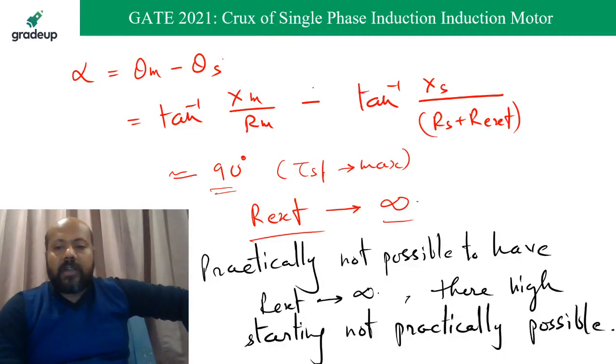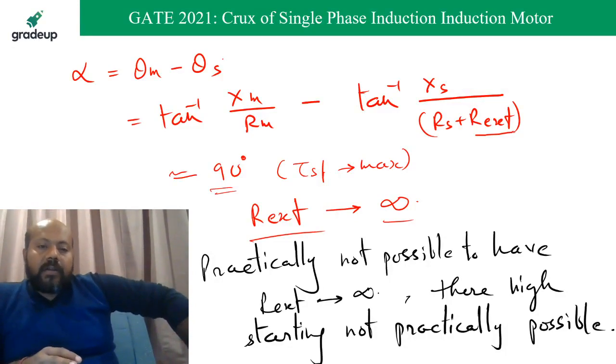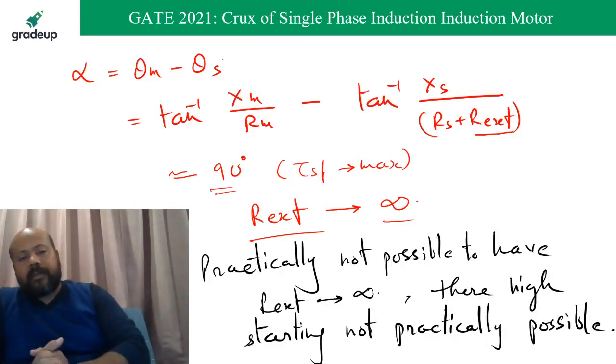We are intentionally putting one external resistance here. What is the reason why we are putting external resistance? Please try to understand. You want that this angular displacement between Im and Is should be approximately 90 degree to get the maximum starting torque.